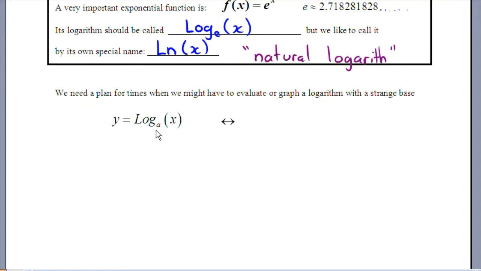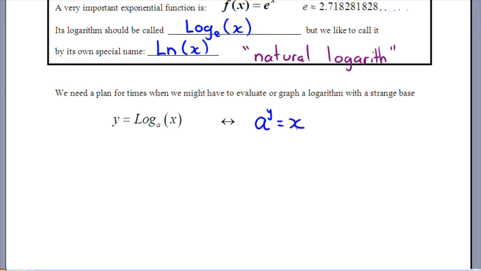And here's the way out. This statement here, log base a of x to come up with an answer of y, is equivalent, if I write it in exponential form, to this. If I take a base a and put the exponent y, which the logarithm found, on it, it would have a value of x.